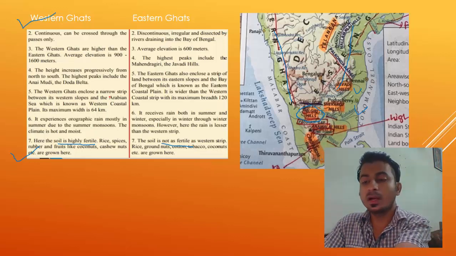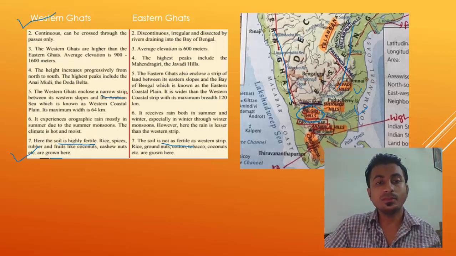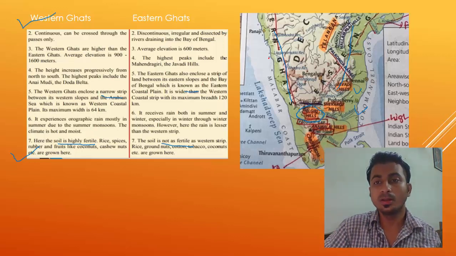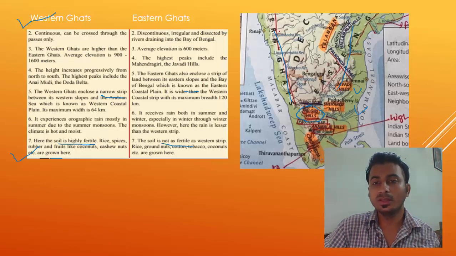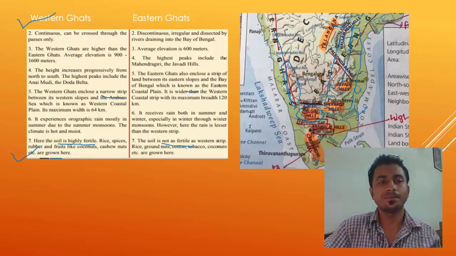Okay, then Western Ghats are a narrow strip, and Eastern Ghats are broader. You can see in your map, or you can see here also, Western Ghats are narrow and Eastern Ghats are broad. ज़्यादा फैले हुए हैं ये. Okay.